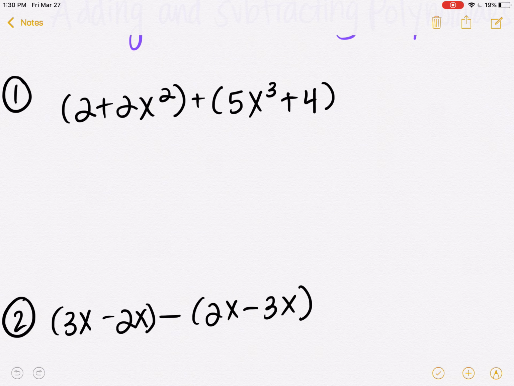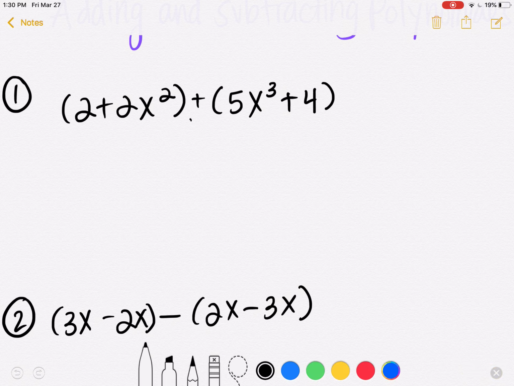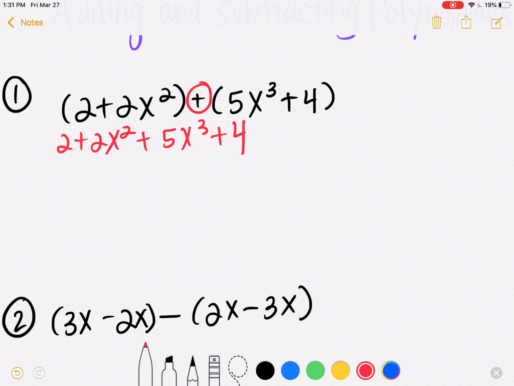For the first problem, I'm adding, and I know I'm adding because I'm looking at the middle. So by looking at that, what I'm going to do is just bring everything down out of parentheses. Whenever you're adding, you don't really need the parentheses anymore because that doesn't change your signs. Okay. Then what you want to do is look for like terms. Okay. This is my highest variable. There are no other terms that have cubed. So I can't combine that with anything. Here's my only squared term, and then I have two constant terms. Okay, so those are the only ones I can combine.